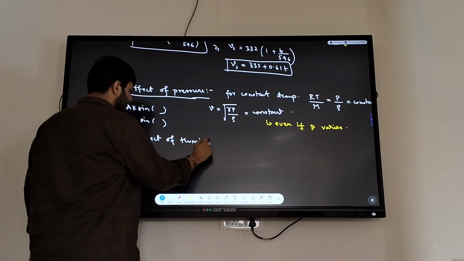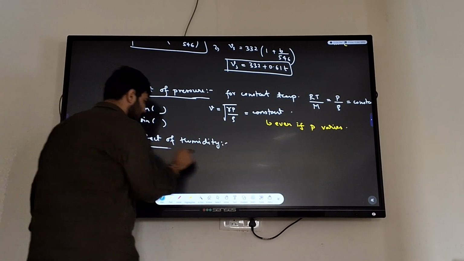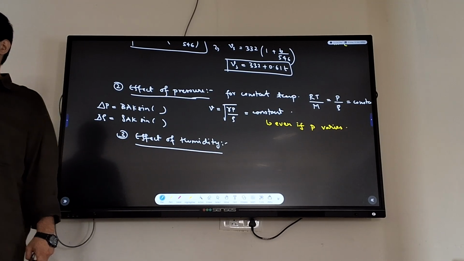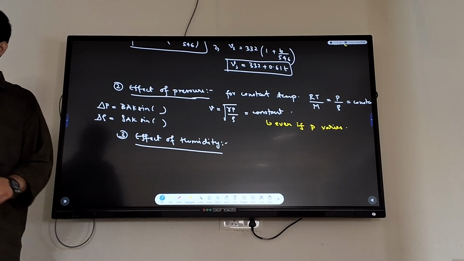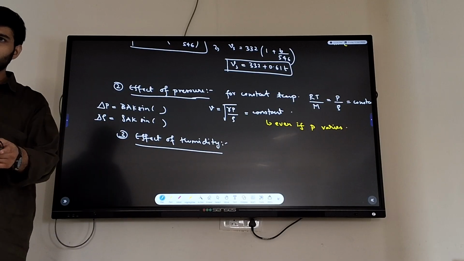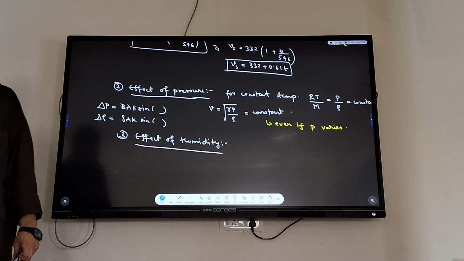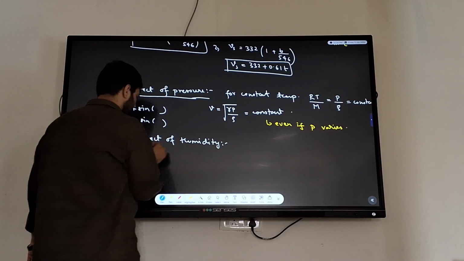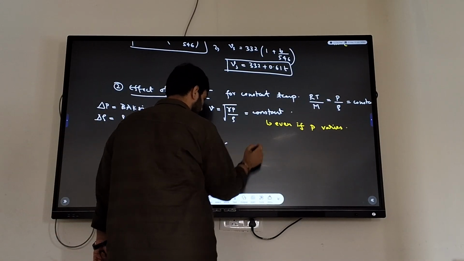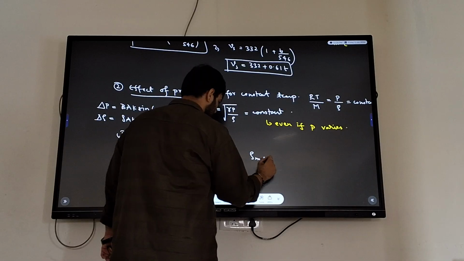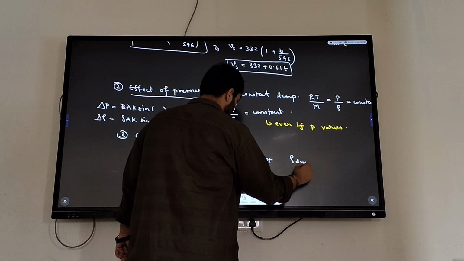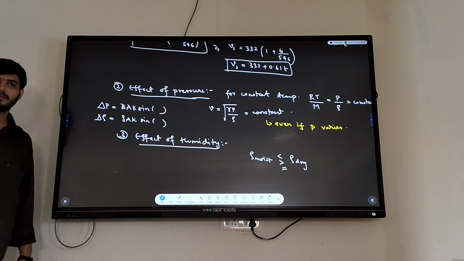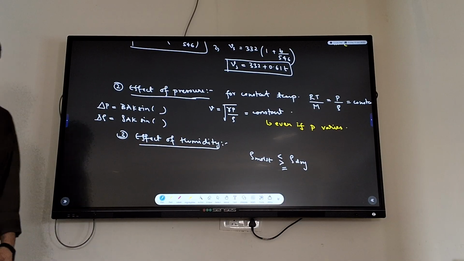So humidity meaning moisture in air, na? So what do you think? Density of a moist air will be greater than density of dry air, or will it be lesser, or will it be equal? Think and then tell me. Rho moist and rho dry, what is correct? Are you sure with that?